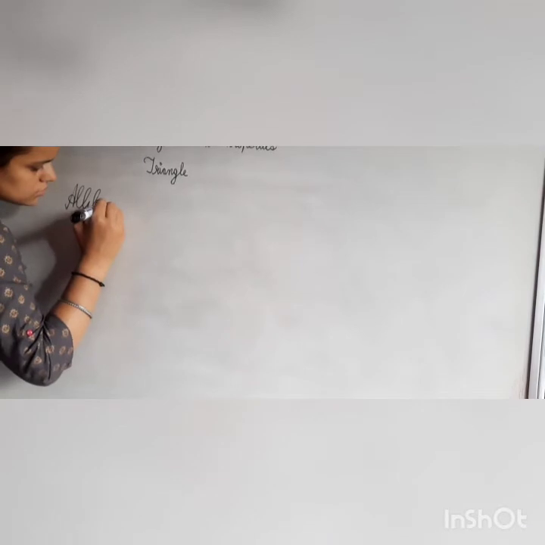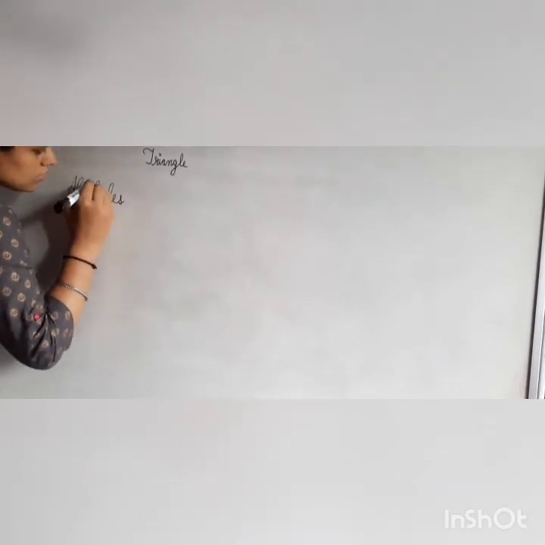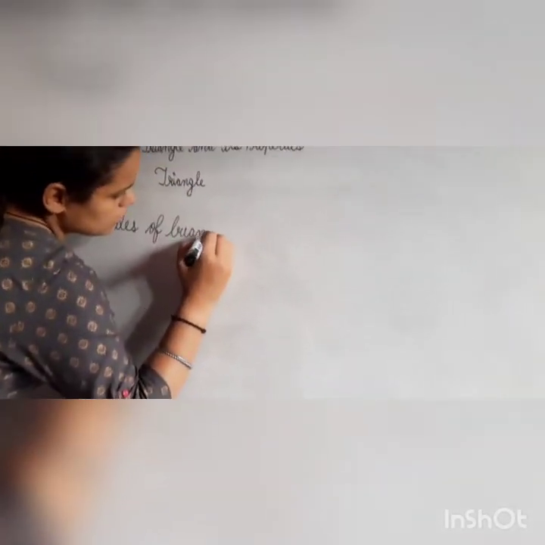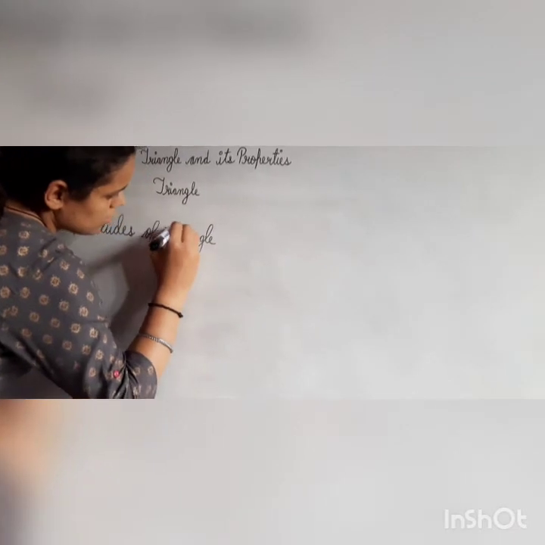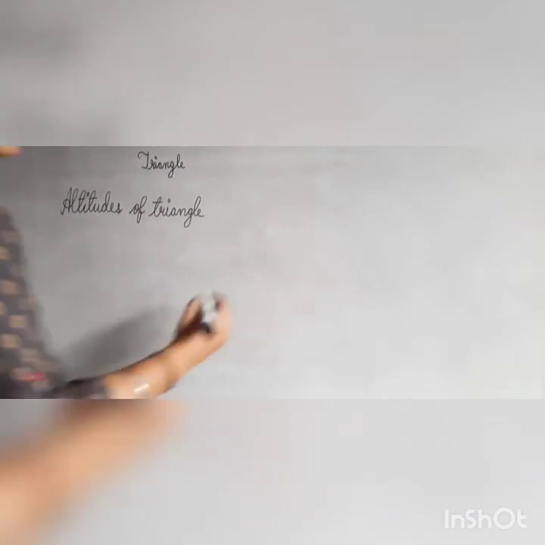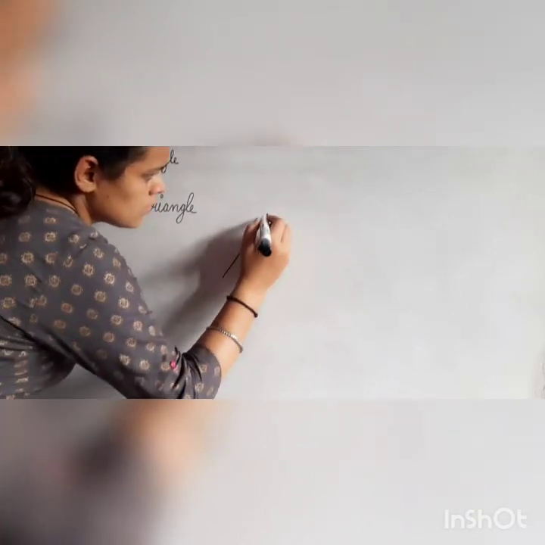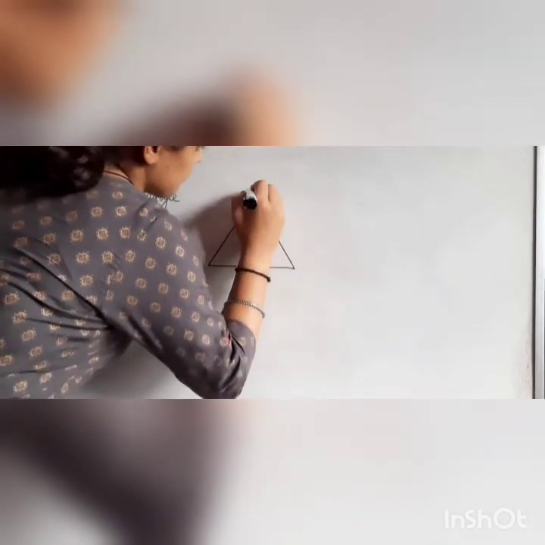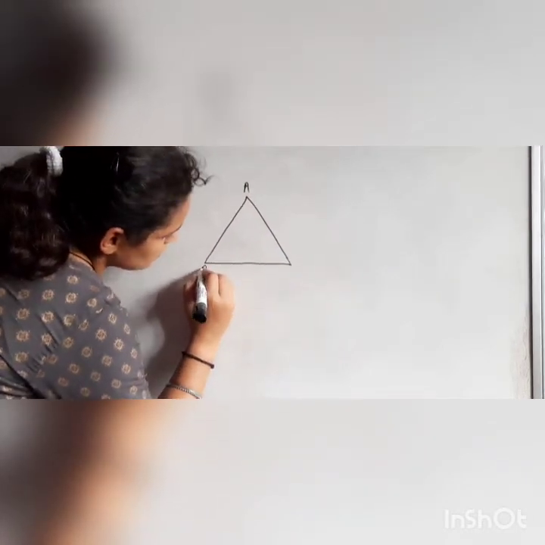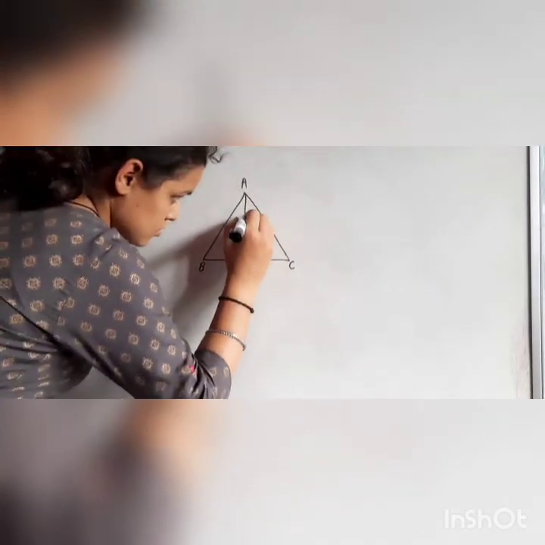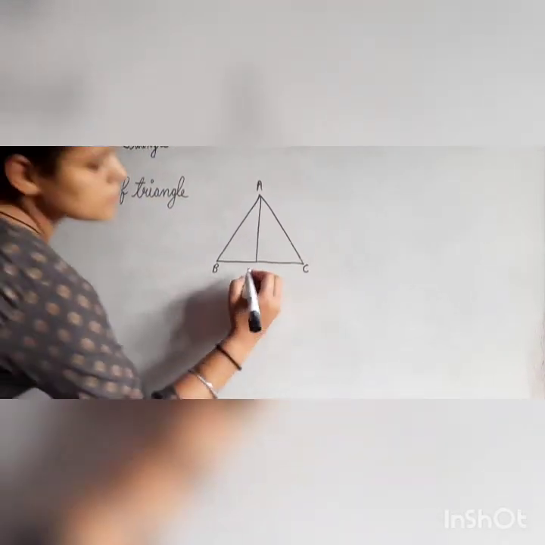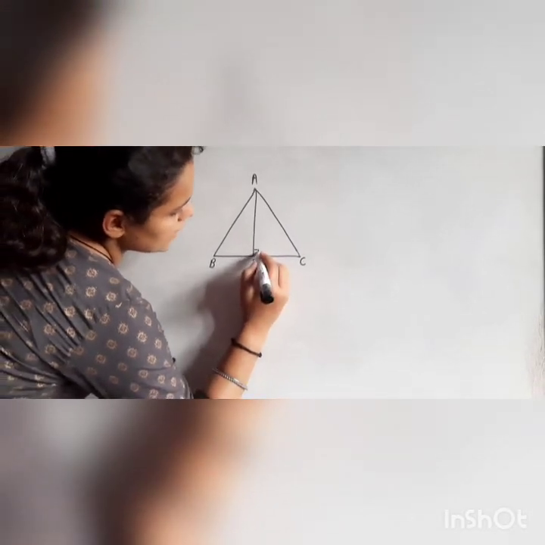Altitude of triangle. Okay class, your next topic is altitudes of triangle. This is a triangle ABC. This is known as the altitude of the triangle. This is point D. It makes a 90-degree angle.